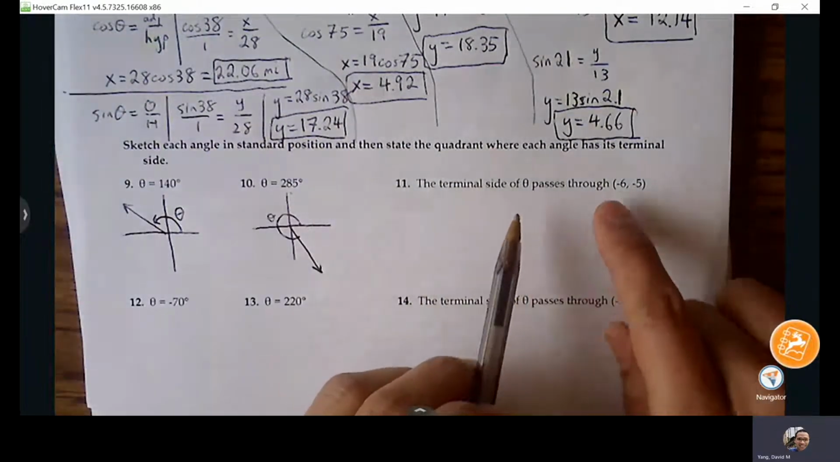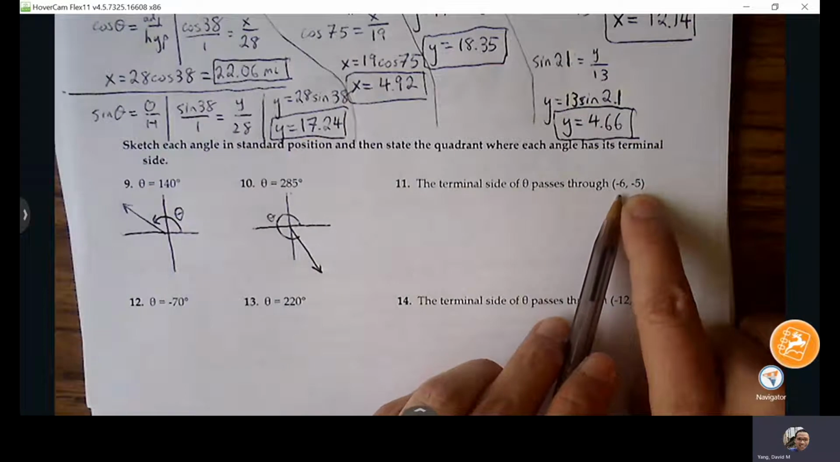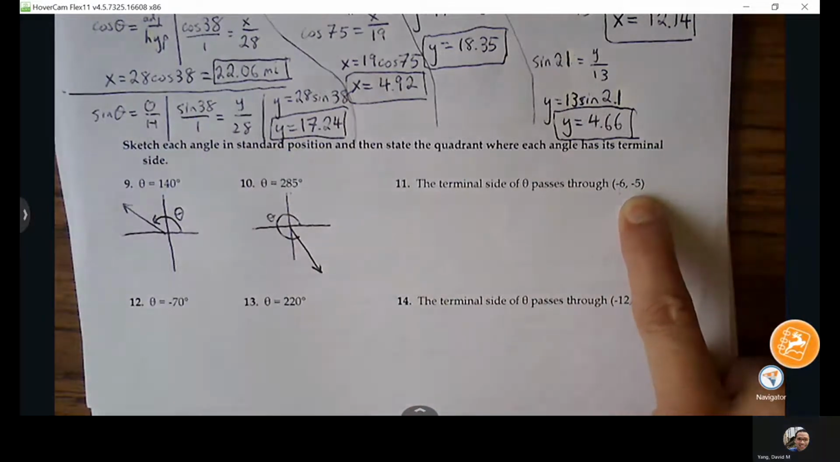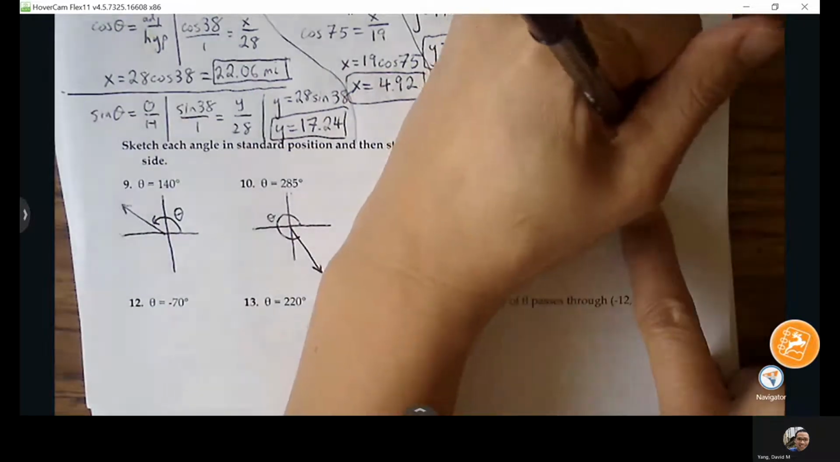Okay, terminal side passes through -6, -5. Where is that going to be? Which quadrant? Quadrant 3, yeah.